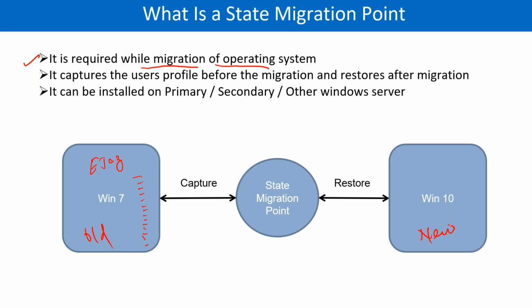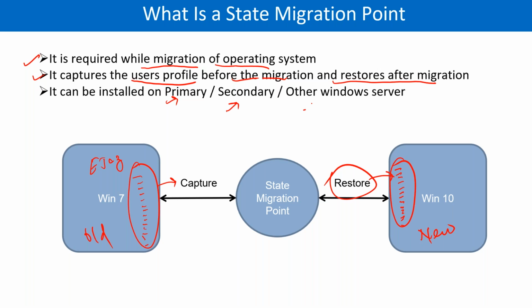So before we format the old machine, we will capture the data. Once he gets the new machine, we will restore all the data we had on Windows 7, so Ejaz will not lose any data. Understood? It will only capture the user profile, not the system profile. It captures the user profile before the migration and restores it after. It can be installed on a primary site, secondary site, or any other Windows server. It is an optional role.